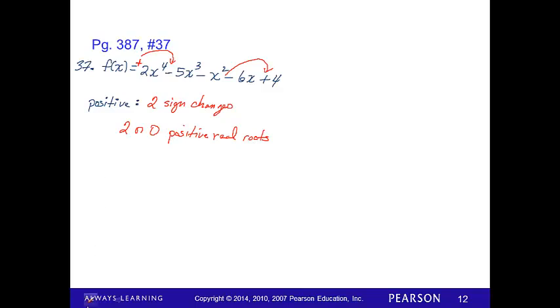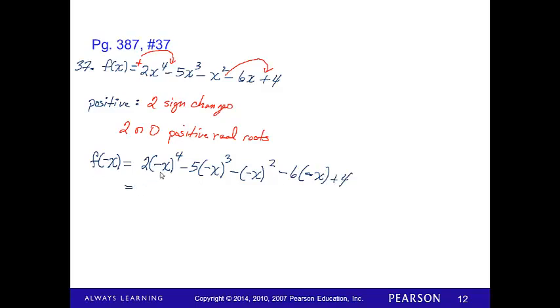To get the negative roots, the first thing you need to do is evaluate f of negative x. Everywhere you see an x, now you're going to make it negative x. And you get 2x to the 4th power, because the negative to an even power is still going to be positive. Negative to an odd power, well, that's negative times a negative, which makes it positive. And this is what we get.